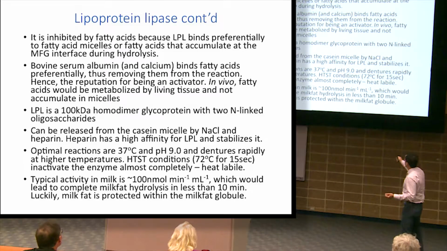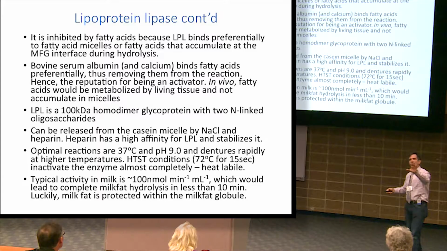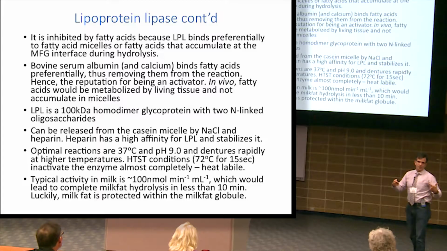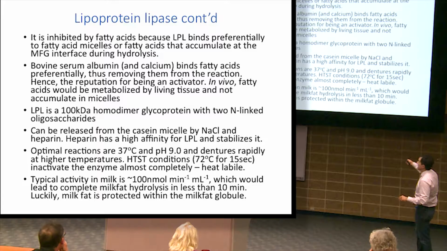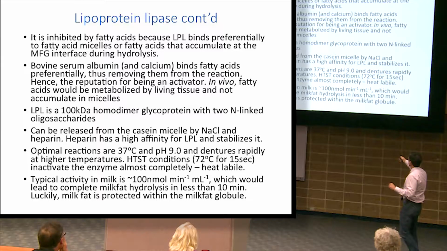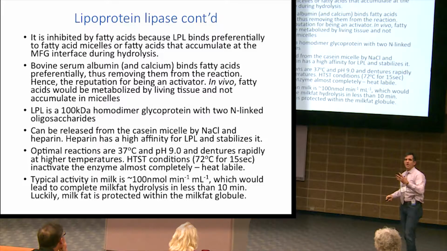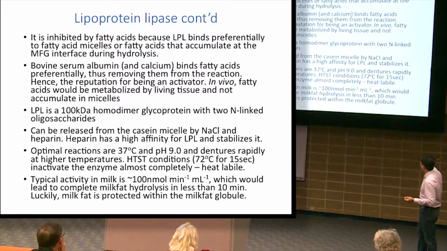It is inhibited itself by fatty acids because this lipoprotein lipase likes to stick to the membrane. Fatty acids also stick to the membrane once they get produced, so they fight against each other, and it gets inhibited, just a physical effect on the interface. It gets activated by a whole bunch of things like bovine serum albumin. It's a requirement for lipoprotein lipase activity. It has a reputation for being an activator, but what it is, it's a sponge. It sponges off the free fatty acids that are floating around, and so the lipoprotein lipase is not inhibited. It's more of a physical effect, and calcium does the same thing.